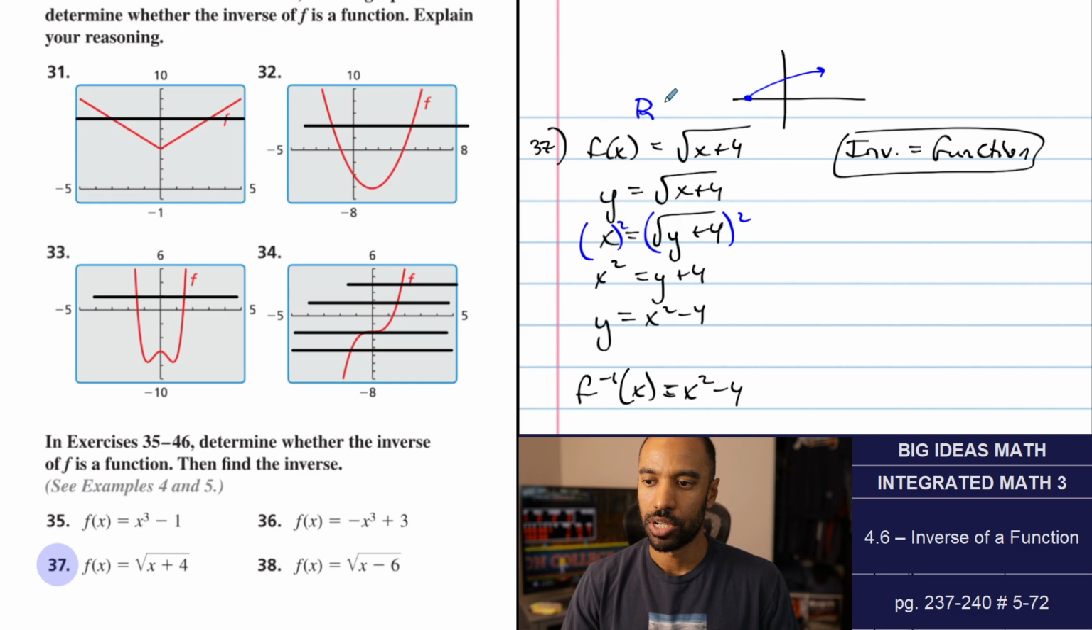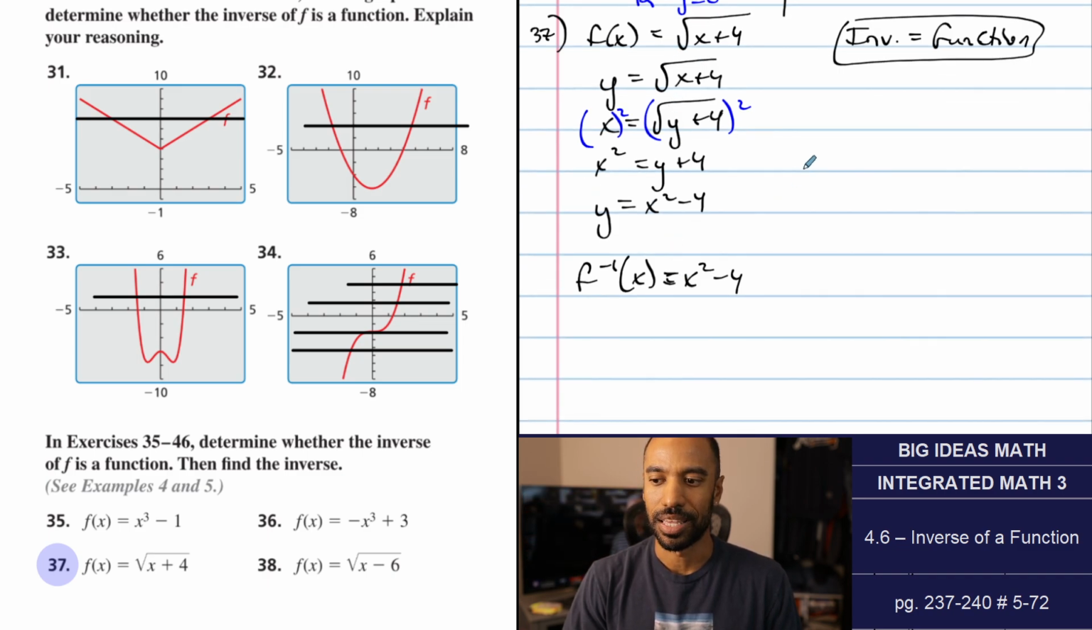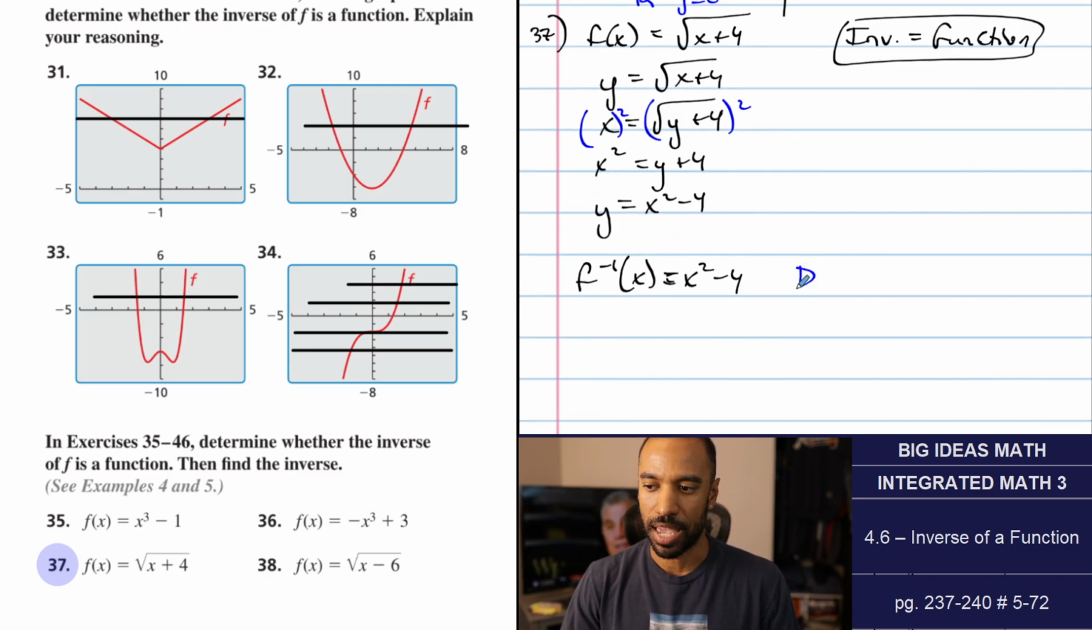Therefore, our range for this graph is y is greater than or equal to 0. If the original function's range is y is greater than or equal to 0, then this guy's domain here has to be x is greater than or equal to 0. And this is a part of your answer.